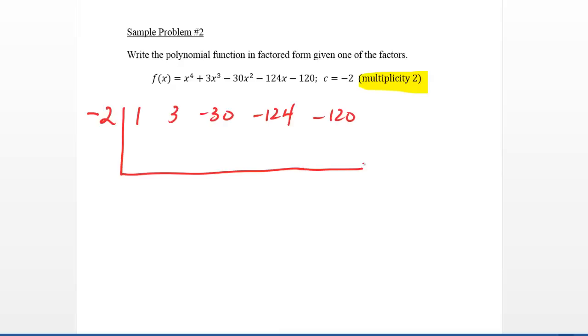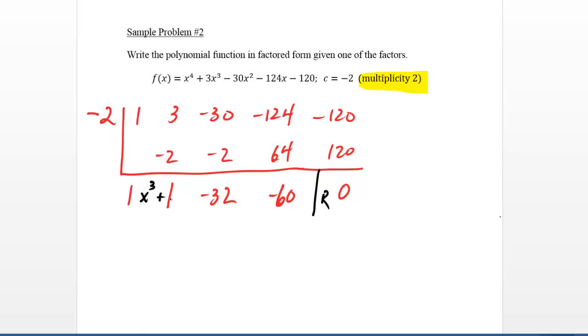And you can see here I've used the -2 to set up the synthetic division with the given coefficients of the polynomial function. I'm just going ahead and work that down right now. And as it should come out, since we're being told that -2 is a factor, we should end up with a remainder of 0. And then the depressed polynomial is going to be x to the third, x squared, and an x.